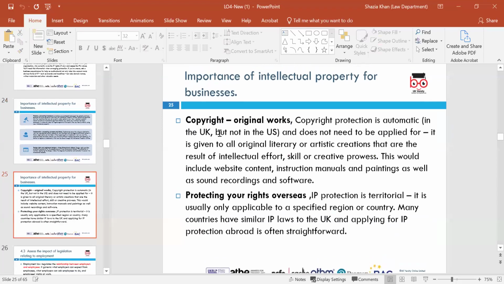Again, looking at the importance of intellectual property for businesses, why it's so important. Intellectual property rights are valuable assets for any business, possibly among the most important it possesses.